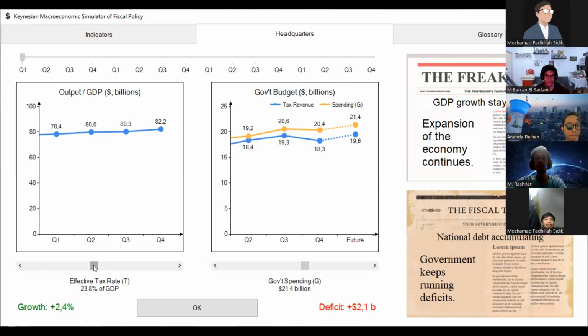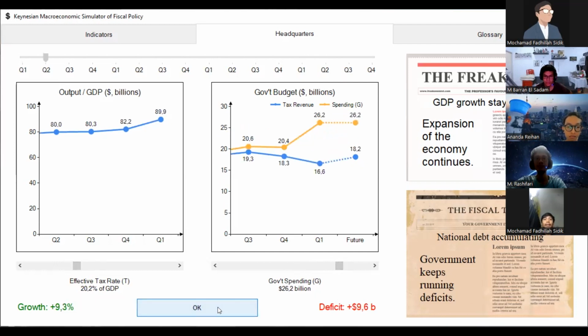So let's try lowering taxes to about 15%, or maybe that's too much. 20% should be good enough, and increase government spending to over, let's start with 26 billion. Now, when we click OK here, you will see that in accordance with Keynesian theory, economic growth does increase. True, it comes at an increased cost of deficit in the government budget, but in the long term, theoretically, it shouldn't be too much of a problem.